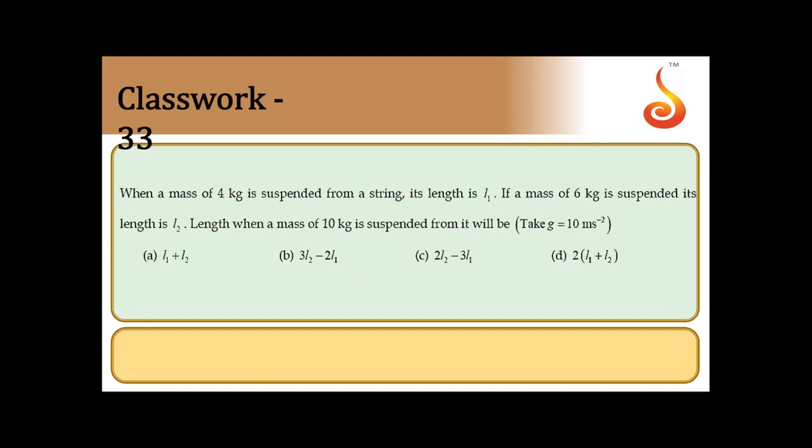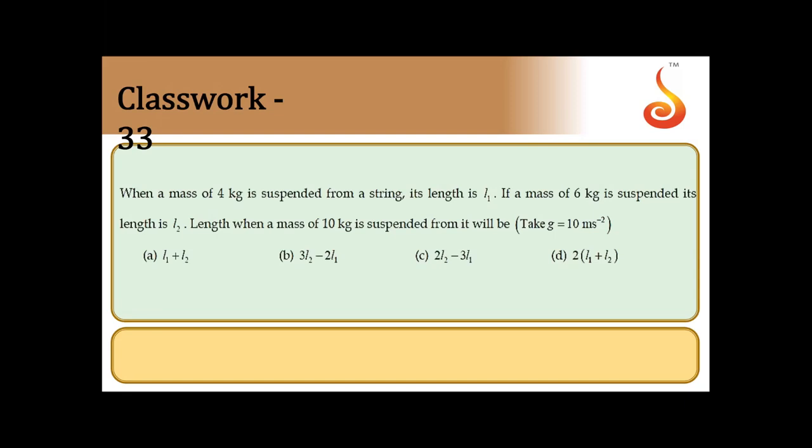We will move on to next one. When a mass of 4 kg is suspended from a string, its length is L1. If a mass of 6 kg is suspended from it, its length is L2. Length when mass 10 kg is suspended from it will be.